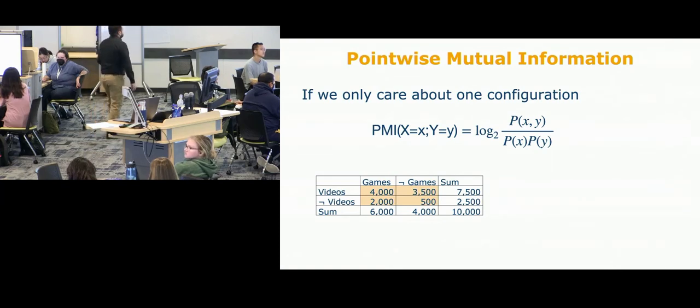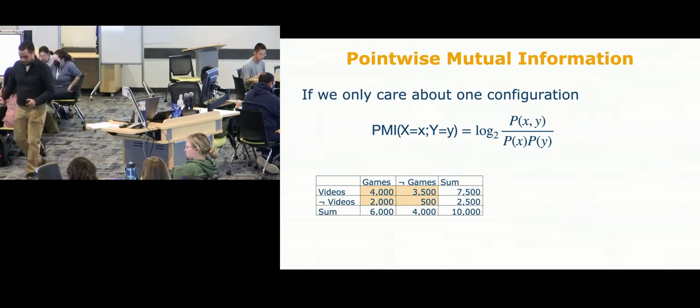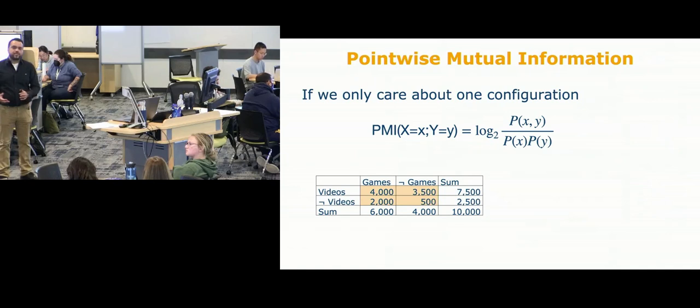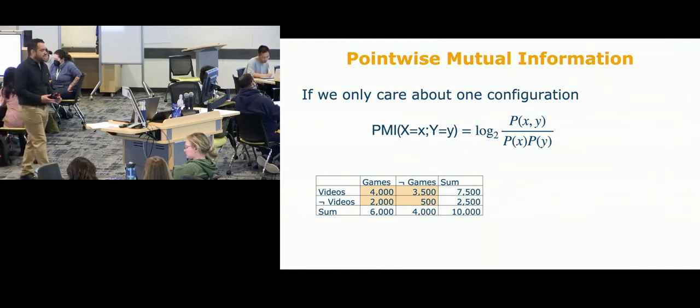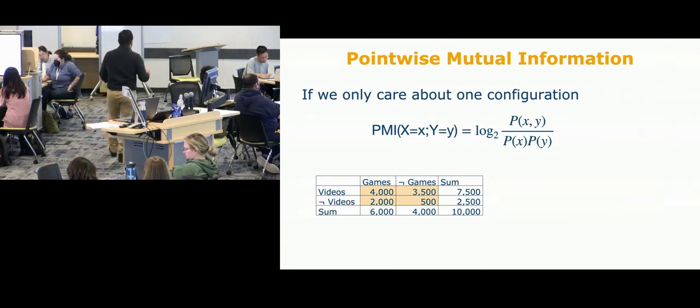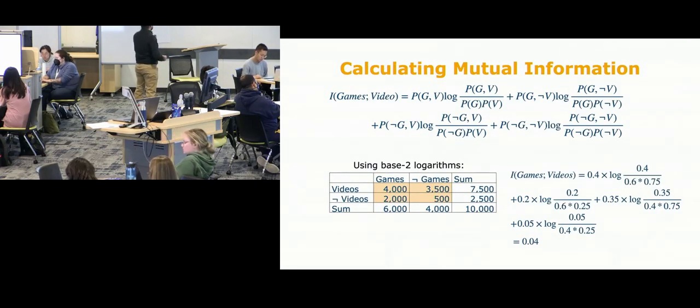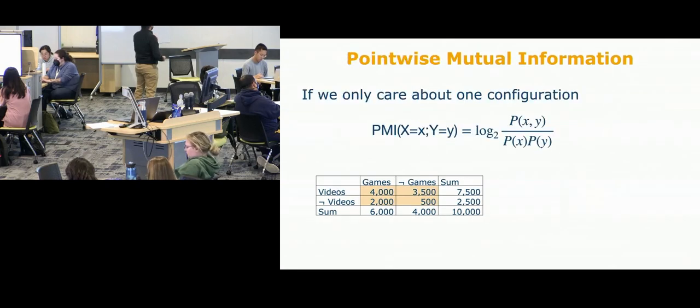Okay, so this was the full mutual information. But another thing which is used a lot in the mutual information literature is this idea of point-wise mutual information. Point-wise mutual information means that rather than caring about all the four configurations, two values of x and two values of y, we just care about one configuration, one value of x and y. So rather than doing all the four values, we just compute one particular value of x and y.